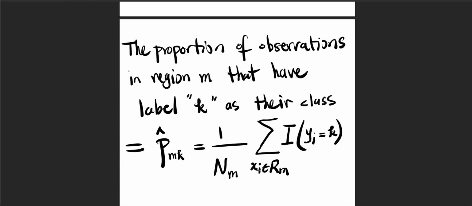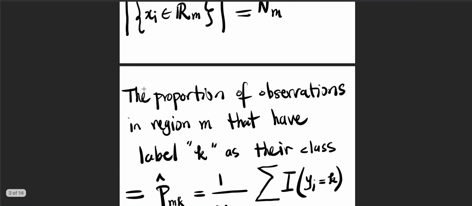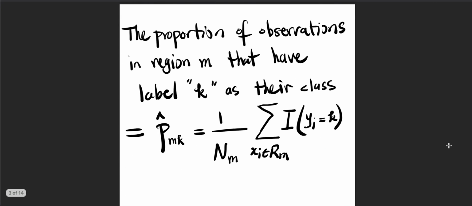As we go through the points in region M, we look at their corresponding label, and if that label is little k, then we will have a 1. So essentially this summation counts the number of points in region M that have label little k, and little k goes from 1 to big K. Okay, so a little bit of notation. It's important notation because we are going to use this proportion, or say probability, in our measure.